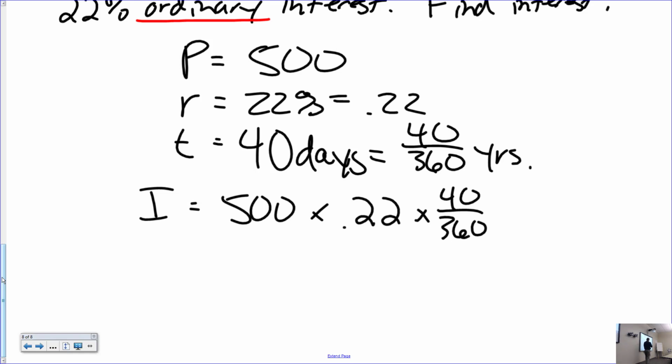500 times 0.22 times 40 360ths. So you got 12.2222222222222. Yep. This represents money, folks. You know where to round money.